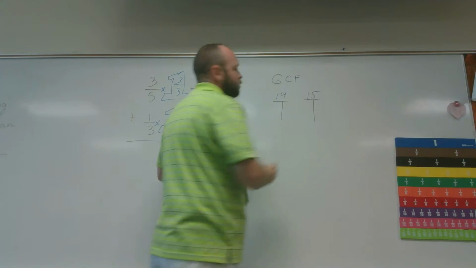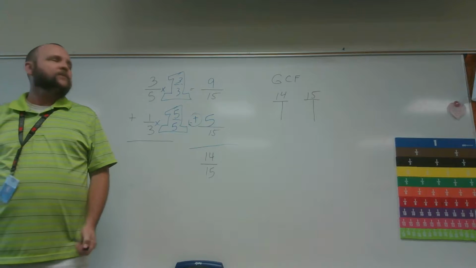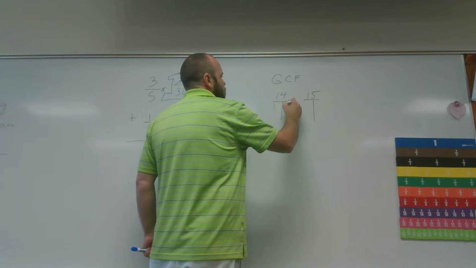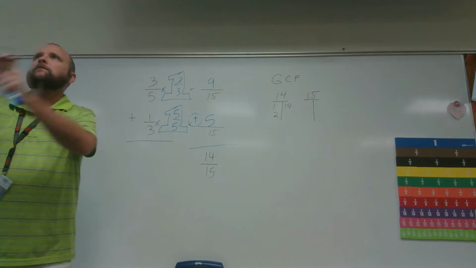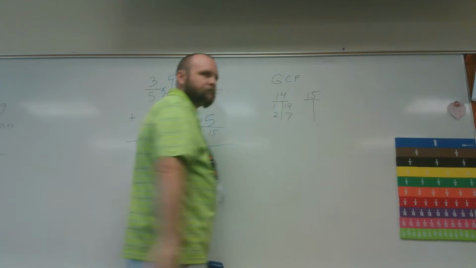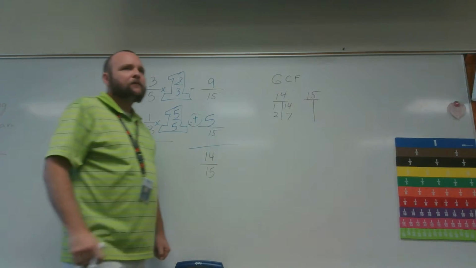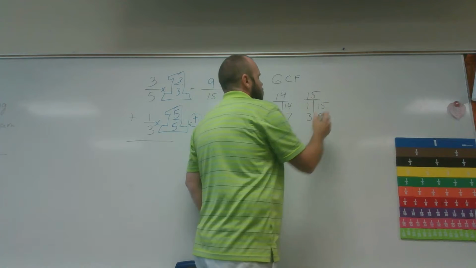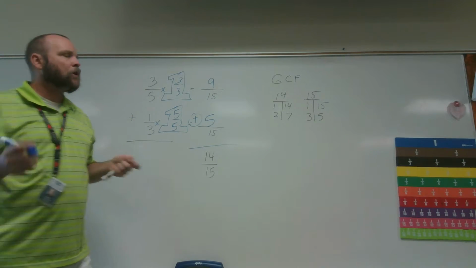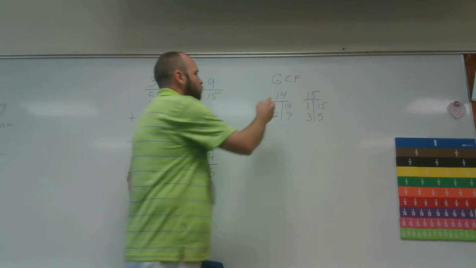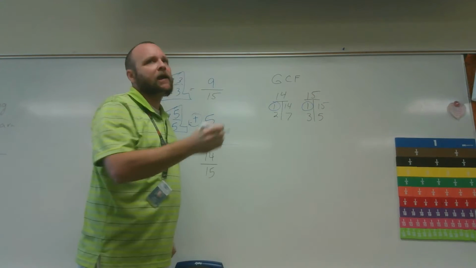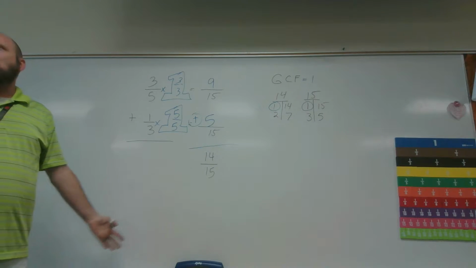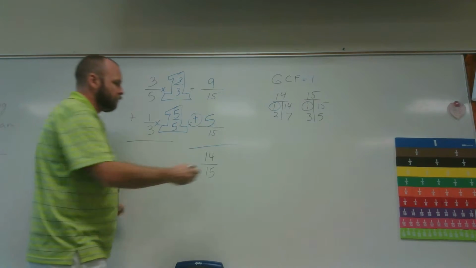We're going to list all the factors of 14 and all the factors of 15. Factors of 14 are 1 times 14, 2 times 7, and that's all of them. 15 is 1 times 15, 5 times 3. Now what do they have in common? They only have a 1 in common. If the greatest common factor is 1, then it's already in lowest terms, and your answer is 14 fifteenths.